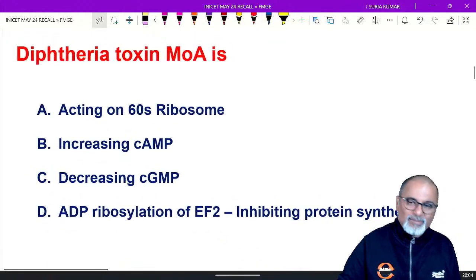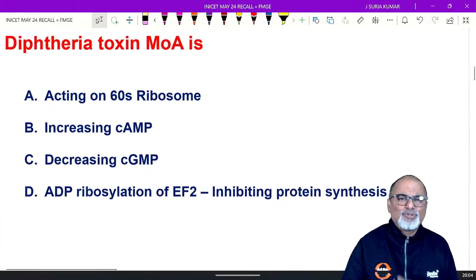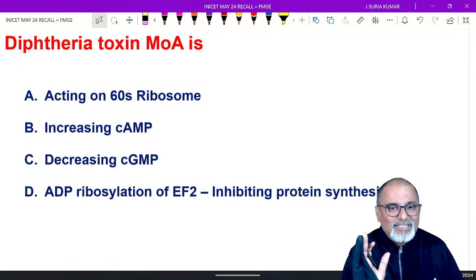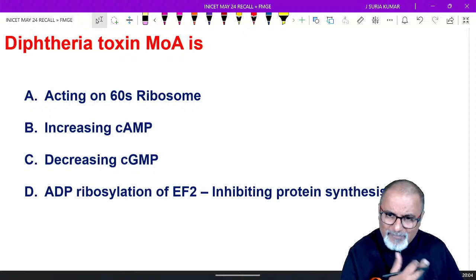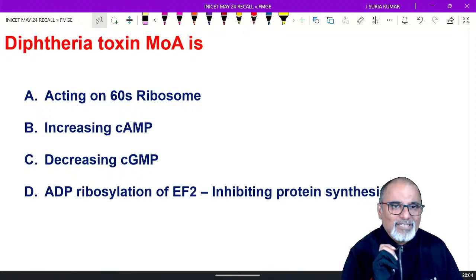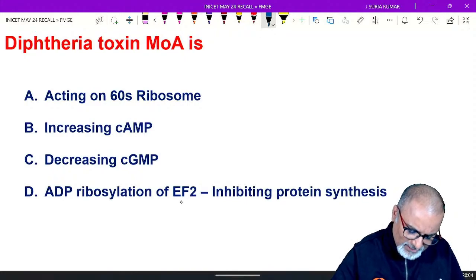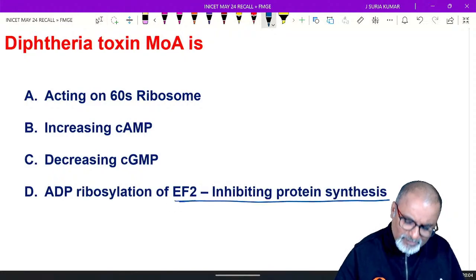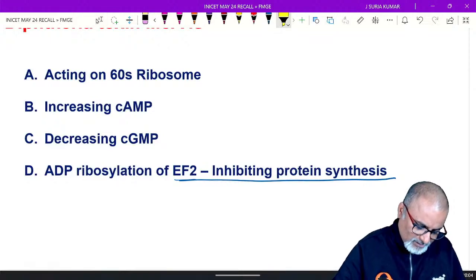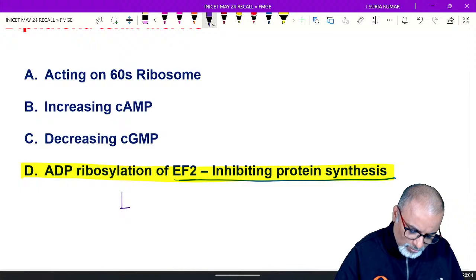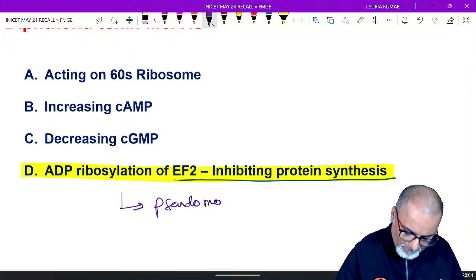Diphtheria toxin mechanism of action. Always you should know the mechanism of action of exotoxins. Don't worry, 100% one question will be there. Very expected question, very easy question. Diphtheria toxin mechanism of action: it acts on elongation factor to inhibit protein synthesis. Same kind of thing you can see in one more also, Pseudomonas exotoxin A.